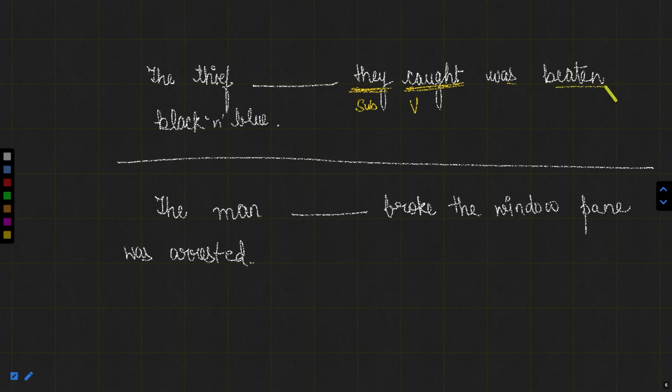Now, was beaten is actually the passive structure of the sentence. How passive? If after be we write the third form of a verb, that is known as passive voice.